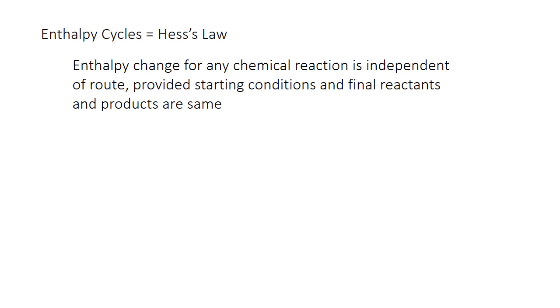This is the enthalpy change, so your delta H for any chemical reaction is independent of the route you take, provided that the starting conditions and the final reactants and products are all the same. This allows for indirect measurements for all reactions that we are unable to do, and we can always find a workaround. Because of the law of thermodynamics, we can find that workaround, and because of that route, we can still figure out what the delta H is.